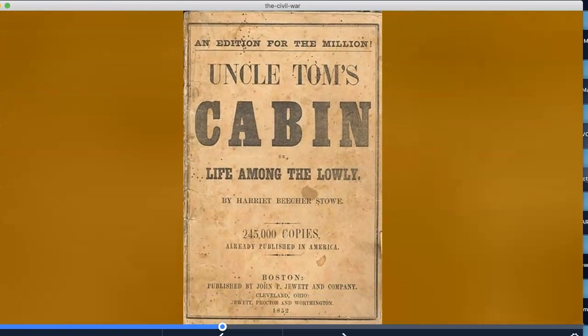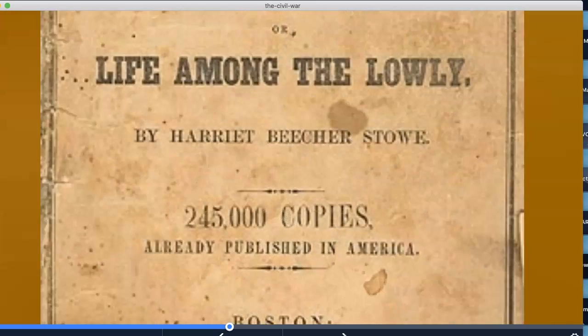It was one of the most popular books of its time. It sold 245,000 copies in the United States. It was second only to the Bible that year. So not only people in the North were reading it, but people in the South were reading it because obviously they were interested to see what it had to say.